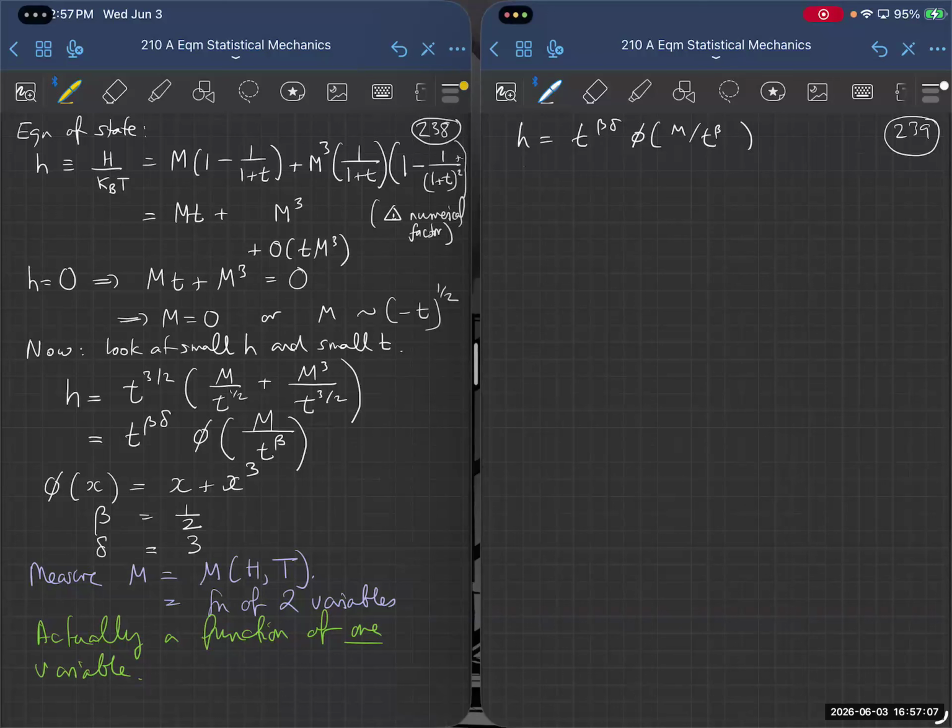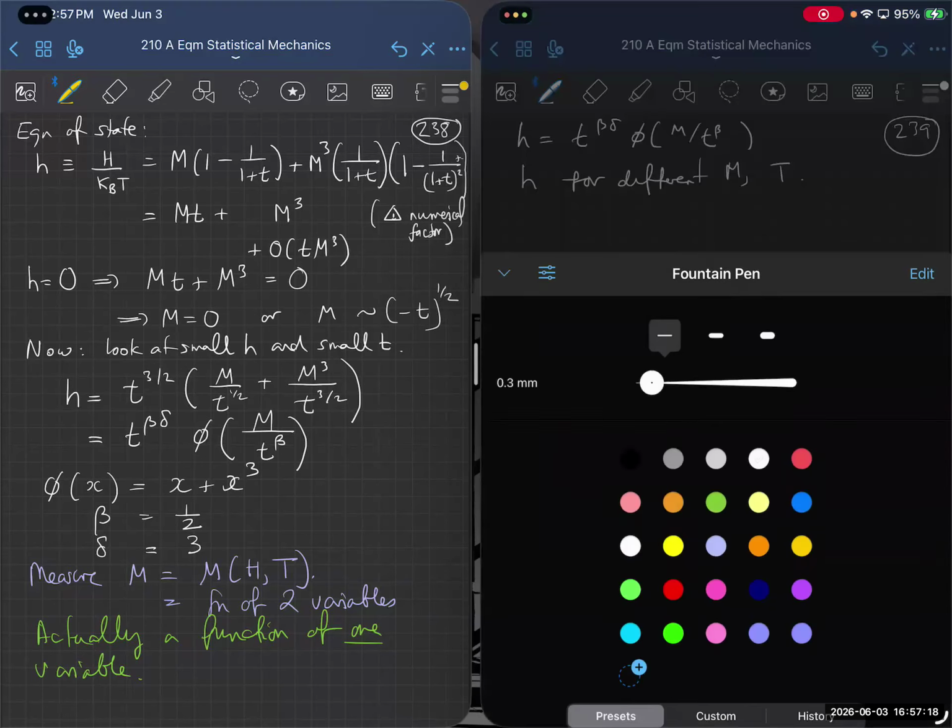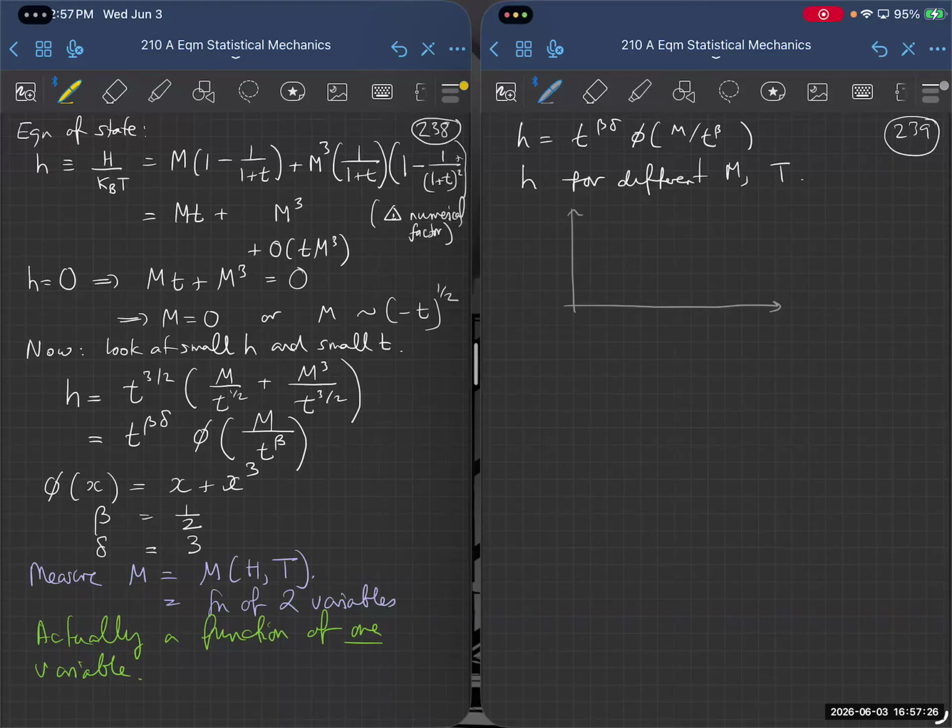So I'm going to take measurements. I'm going to measure h for different m and different t. And if I were to do that, then what I would get would be something like this. And what I'm going to draw is just a sketch. It's not meant to be very realistic. So I'm drawing h as a function of m, and I'm just going to draw a couple of curves here, which are completely fanciful. So they're different curves like that, and these would be for different temperatures.